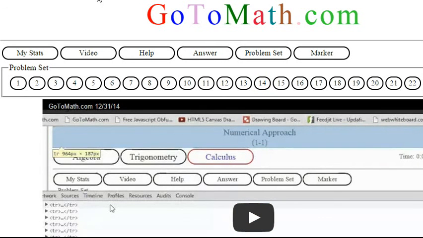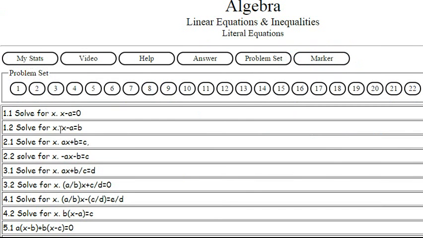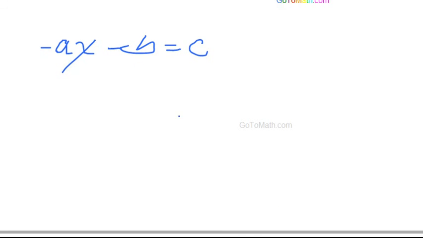Okay, we're here at gotomath.com. Come up here and click on Algebra. Go down to Literal Equations, and we're doing 2.2. So we have negative ax minus b is equal to c.